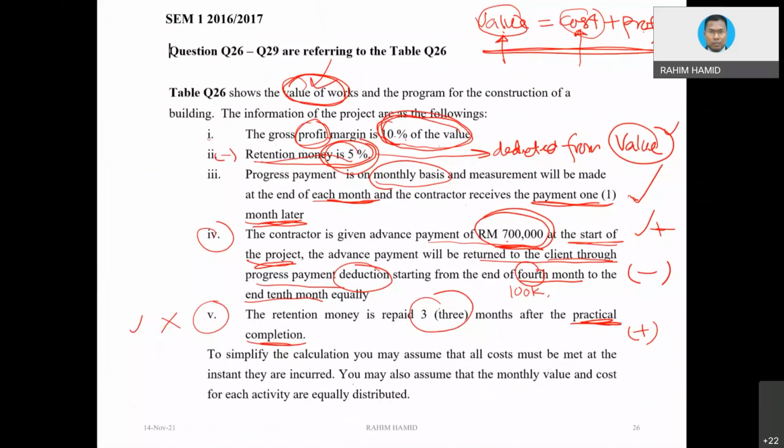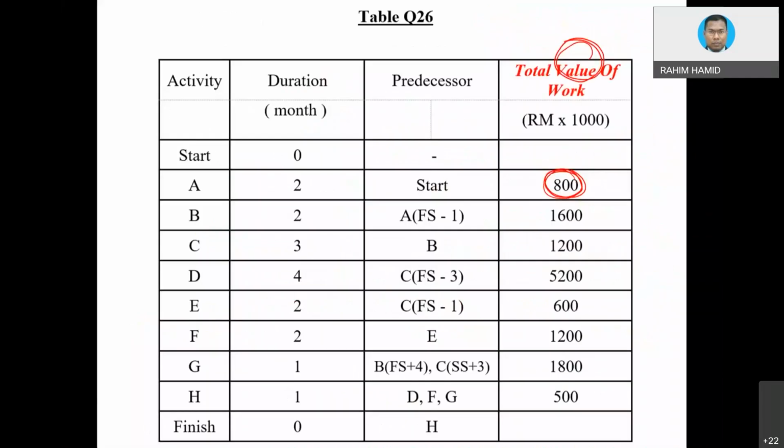Okay, what you need to do is this one. Assume calculation costs must be met instantly as they occur. You may also assume the monthly value and cost for each activity are equally distributed. Okay, so that is easy because we assume that you are going to prorate according to the month. Now this is the information given.